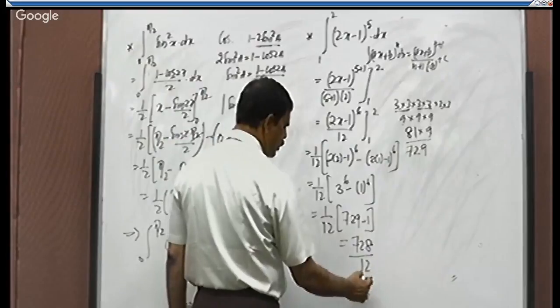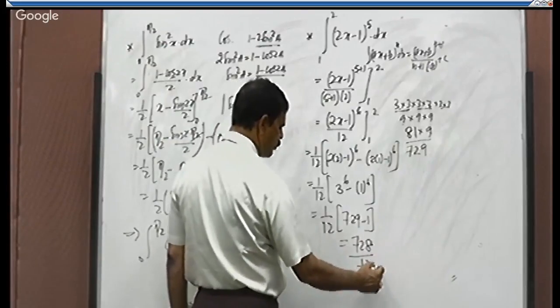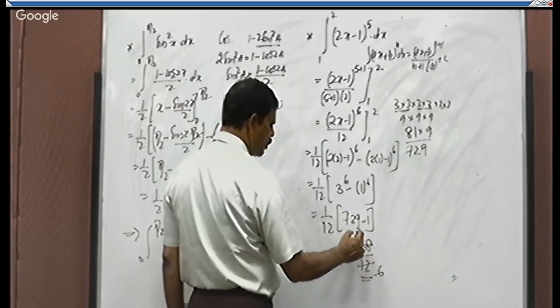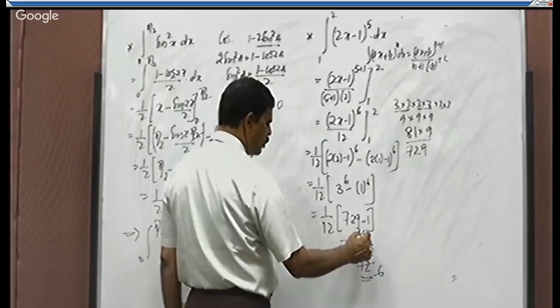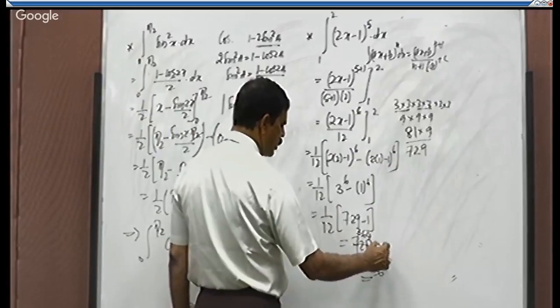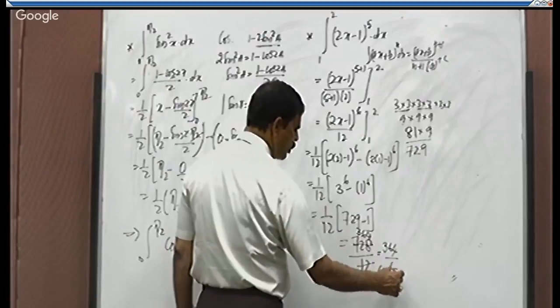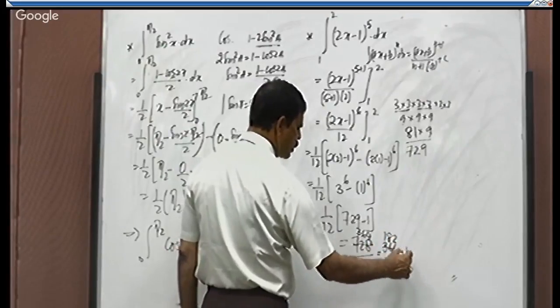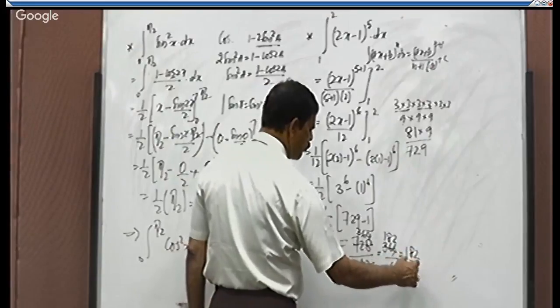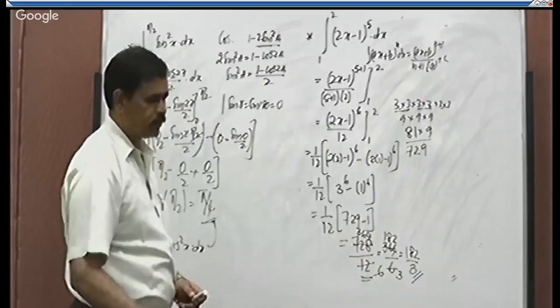This is the answer. Otherwise, you can cancel with 2 because both are even numbers. 2 6s are 12. 2 364s are 728. Again, you can cancel with 2. 2 3s are 6. 2 182s are 364. So the answer is 182 divided by 3. This is the answer, right?